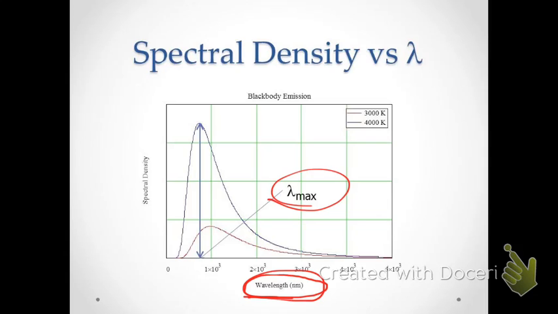The other thing that I want to point out here is lambda max. We'll be talking about the importance of this on the next slide. But lambda max simply corresponds to the wavelength that is the maximum in the spectral density. So that when you see that lambda max, that just simply means the wavelength there. And again, what we'll see here, as we would expect, is that as the temperature increases, lambda max shifts to lower wavelengths. As we go from 3,000 to 4,000 Kelvin, we see that shift to the lower wavelengths here.